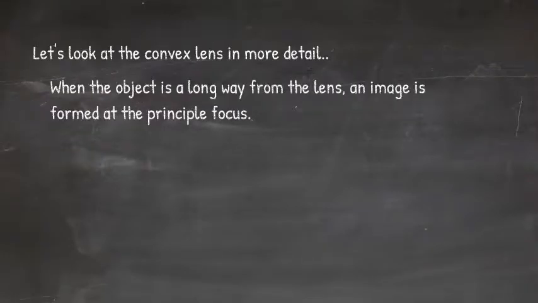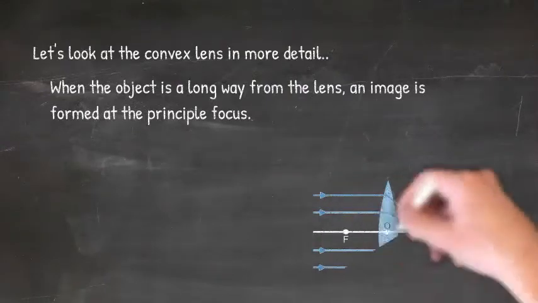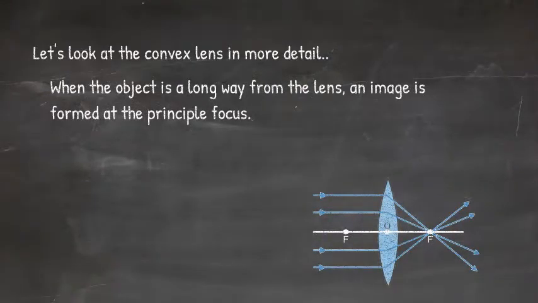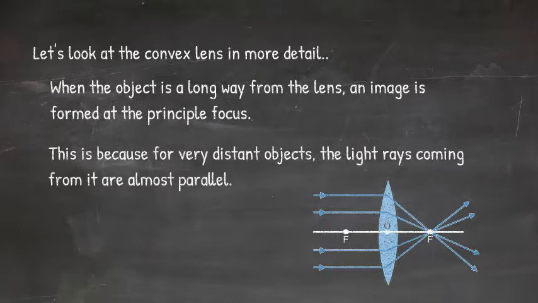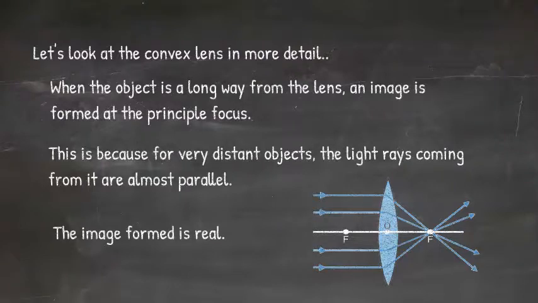So let's have a look at the convex lens in more detail. When the object is a long way from the lens, an image is formed at the principal focus. This is because for very distant objects, the light rays coming from it are almost parallel, and the image formed is real.